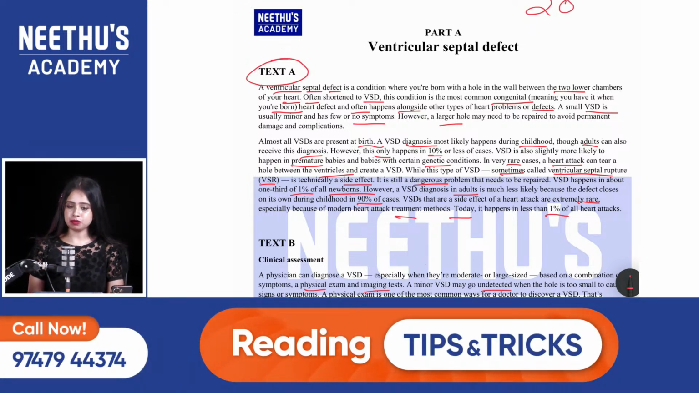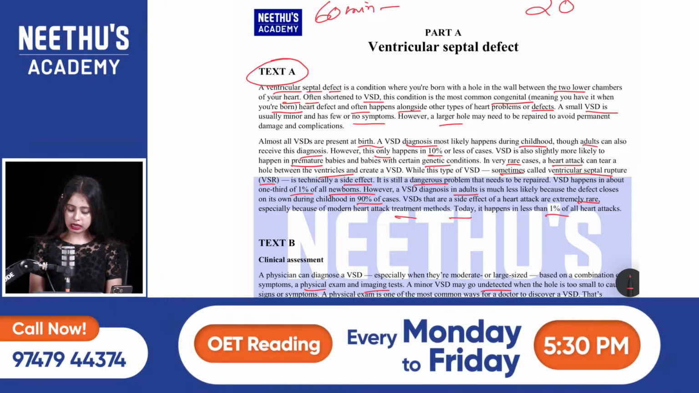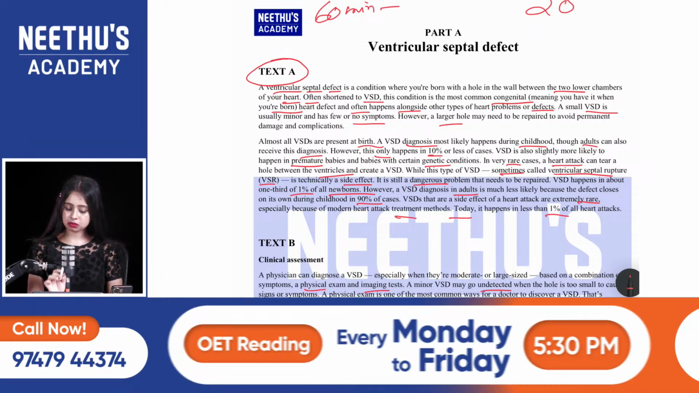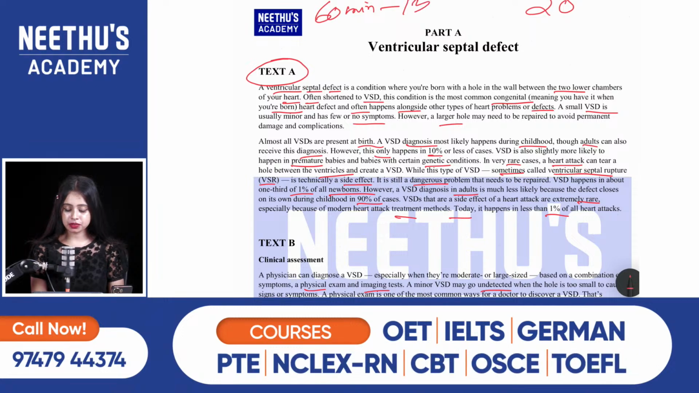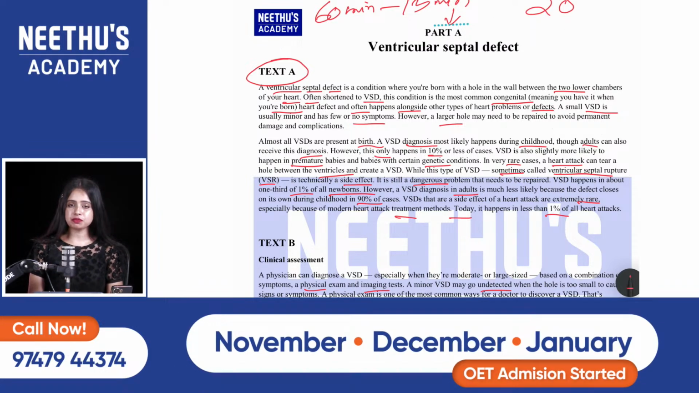How many minutes? Actually, the reading exam is 1 hour, a 60-minute exam. Out of this 1 hour or 60 minutes, you can take 15 minutes for the completion of part A. Hi, Midun, good evening. 15 minutes for the completion of part A.